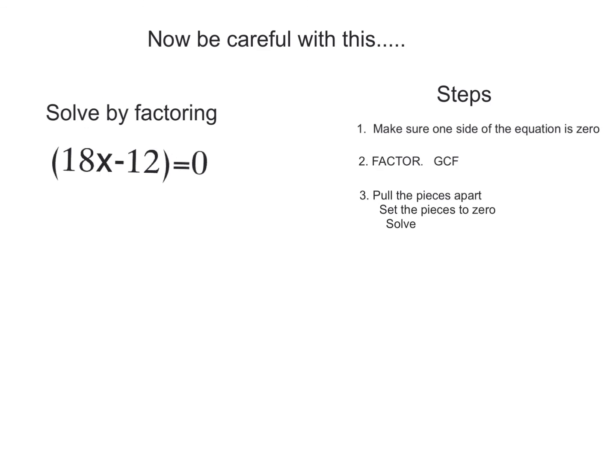All right, let's talk. First things first, make sure one side's 0. Boom, it is. Factor using GCF. These pieces share a multiple of 6. So I'm left with 3x minus 2 is equal to 0. Now, pull the pieces apart, set to 0, solve. 6 and 3x minus 2.